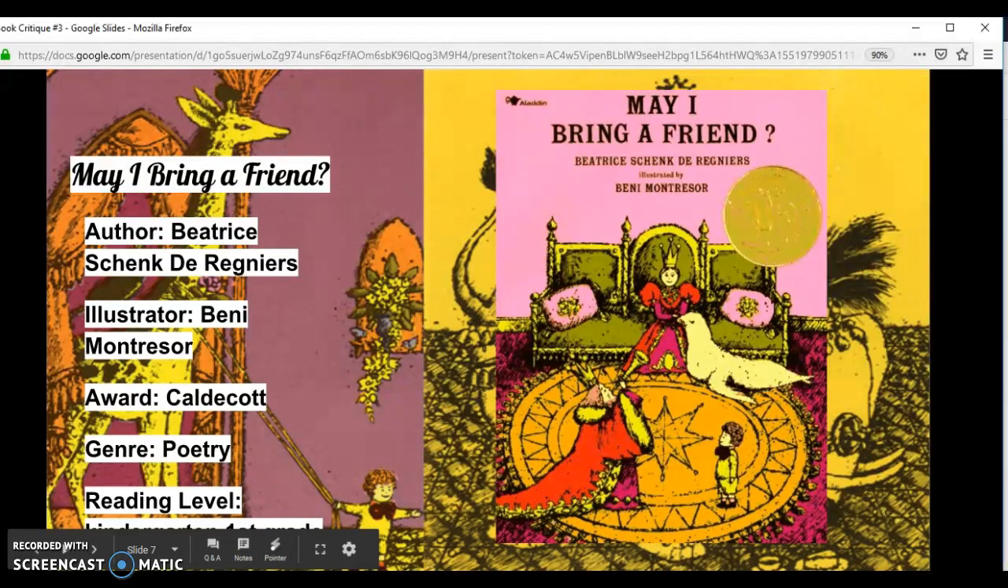This next book is called May I Bring a Friend, written by Beatrice Schenk de Regniers. This is a story about a little boy who keeps getting invited over to the palace for tea. Each time he is invited, he asks the queen and the king if he can bring a friend.